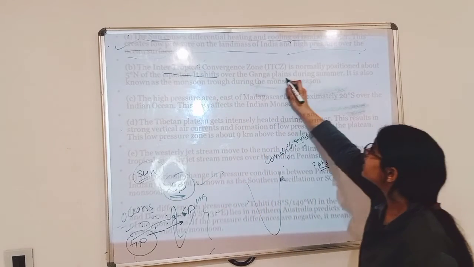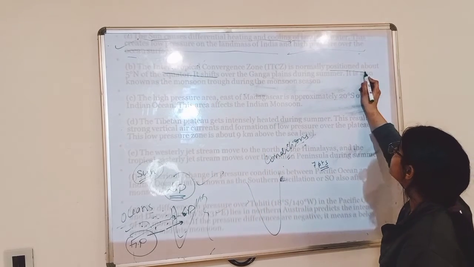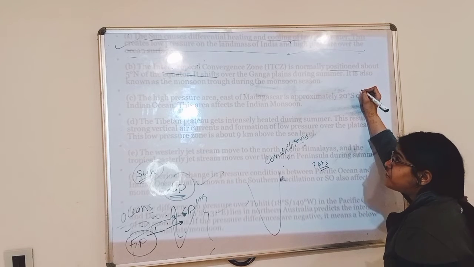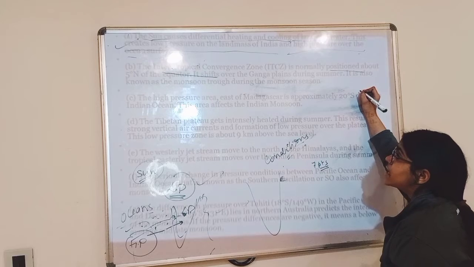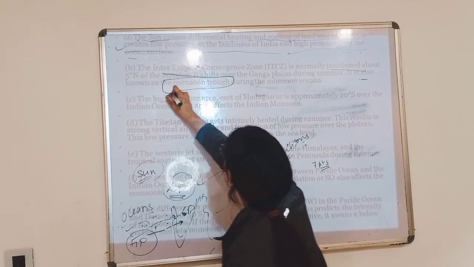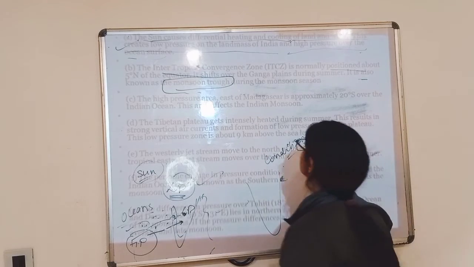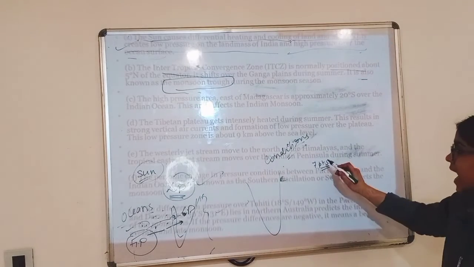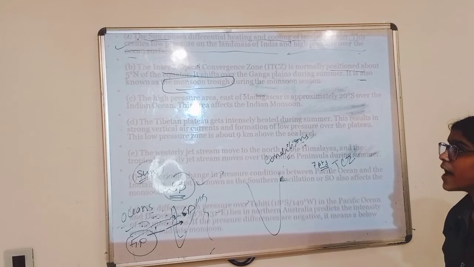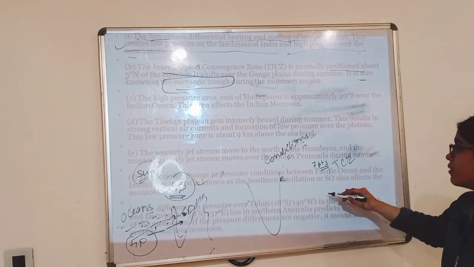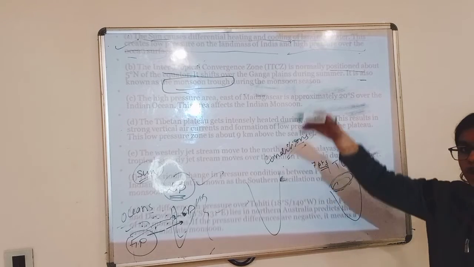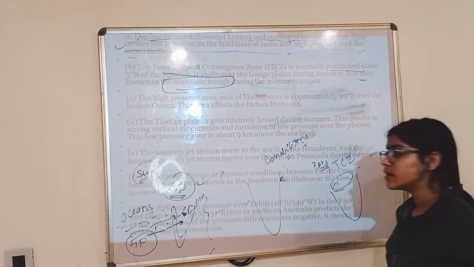Number two, the intertropical convergence zone is normally positioned above 5 degrees north of the equator. It shifts over the Ganga Plain during the summer. It is also known as the monsoon trough during the monsoon season. देखो, ITCZ बताया मैंने आपको. ITCZ जो है, it moves India के गंगा प्लेन्स में. गंगा प्लेन्स कहाँ है? नॉर्थ वेस्ट पार्ट में इंडिया के.